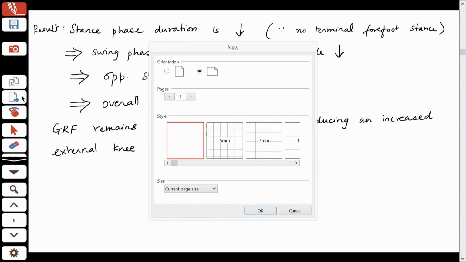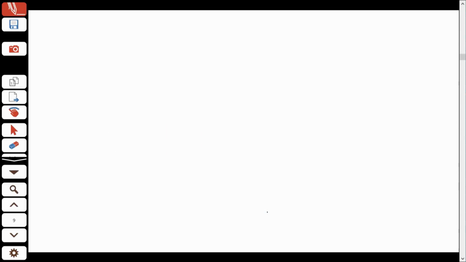Another kind of foot deformity is talipes equinus.